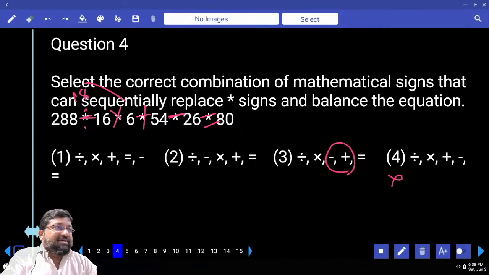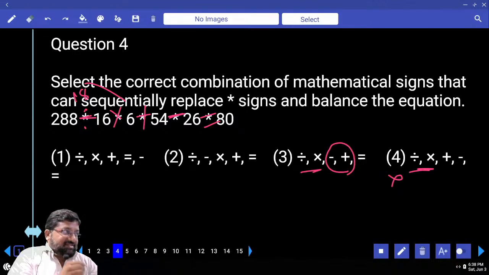You have to change only minus and plus. First two symbols are same. What did I get as the answer from the first two symbols? 108. How? 288 divided by 16 is 18. 18 into 6 is 108.